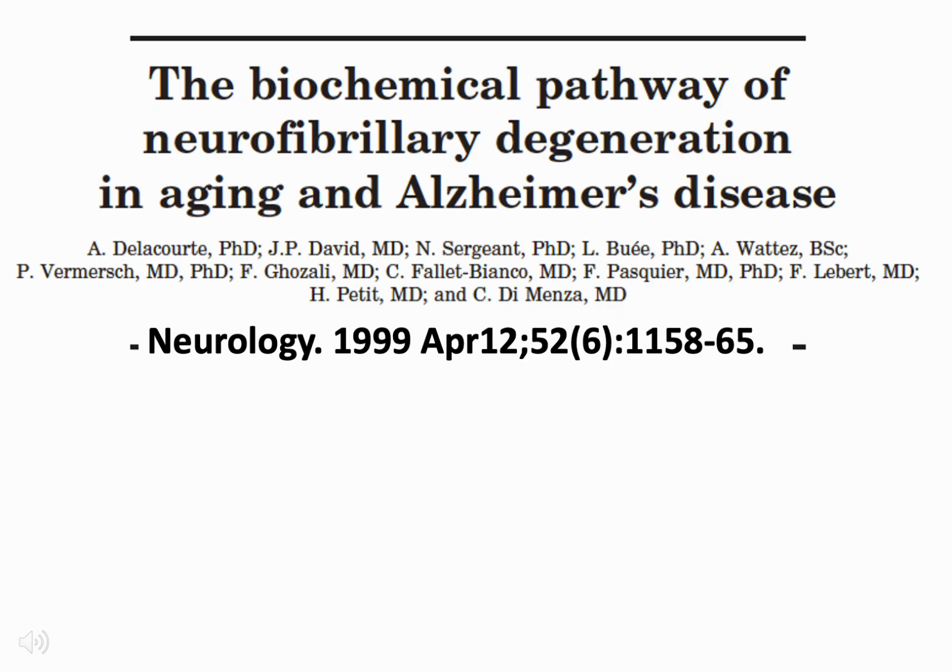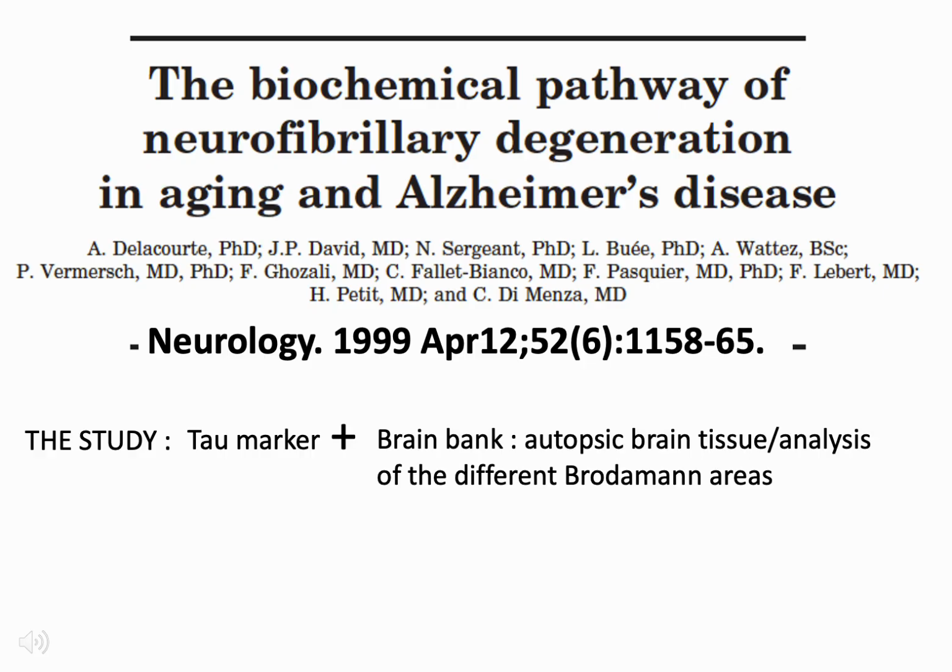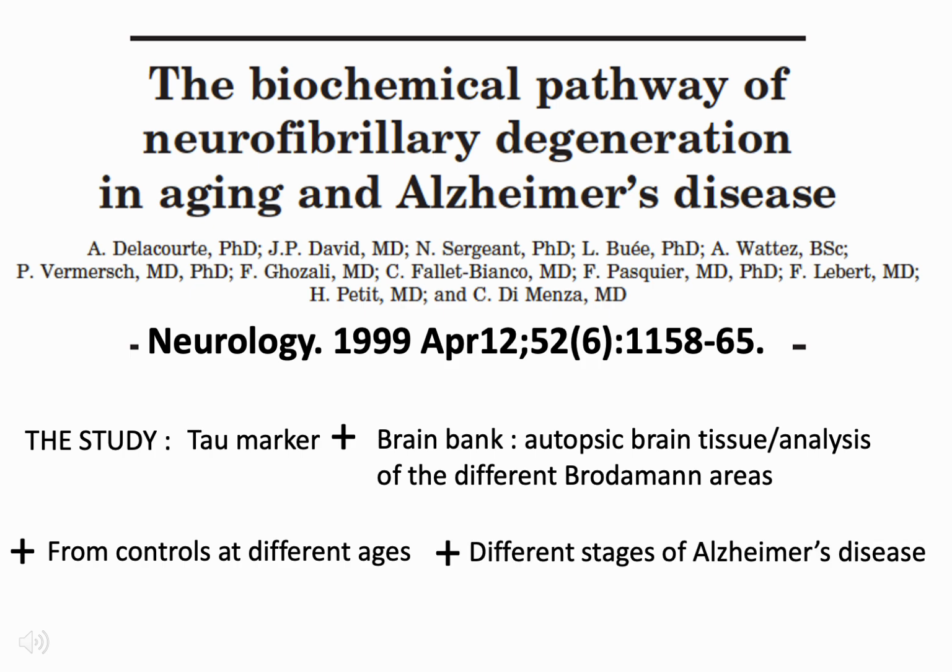Since tau is a reliable and accurate marker of neurofibrillary degeneration, it became possible to quantify the Alzheimer's degenerative process in a comprehensive and complete manner. How to proceed? It was, of course, necessary to have autopsy samples for the measurements, and for each brain, to quantify the tau pathology in each Brodmann area. And to have brains from patients of different ages, as well as patients at different stages of Alzheimer's disease, and also those with other neurodegenerative diseases.